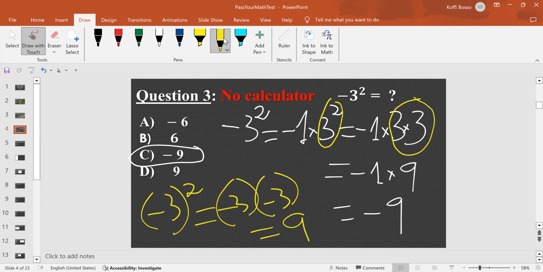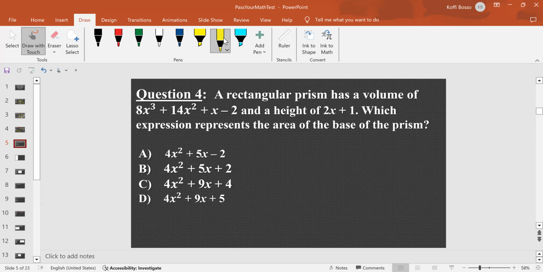The next question, question number 4. A rectangular prism has a volume of 8x cubed plus 14x squared plus x minus 2 and a height of 2x plus 1. Which expression represents the area of the base of the prism?